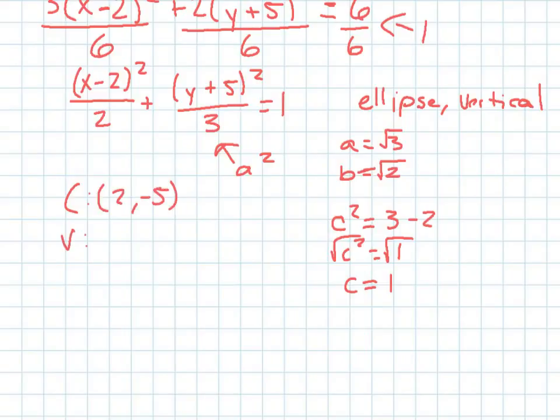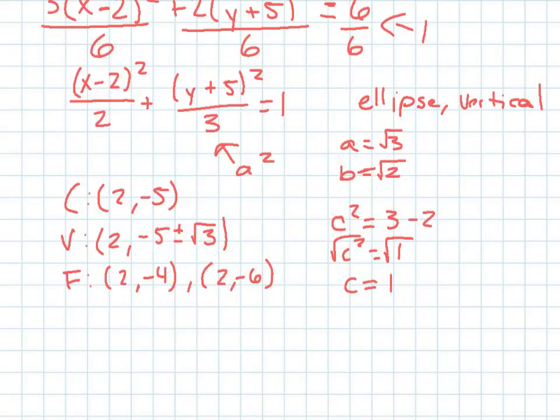My vertices are going to be 2, since we're vertical. That means the y values are going to be the ones changing. So negative 5 plus or minus the square root of 3. My foci, here I actually have values that I can add and subtract, so negative 5 plus 1 gets me negative 4, and then negative 5 minus 1 gets me negative 6. Okay, so those are my two values that I get, or 2 points.